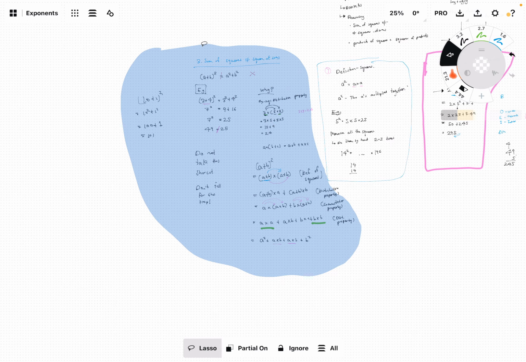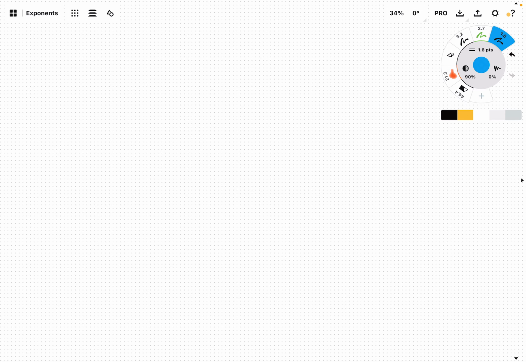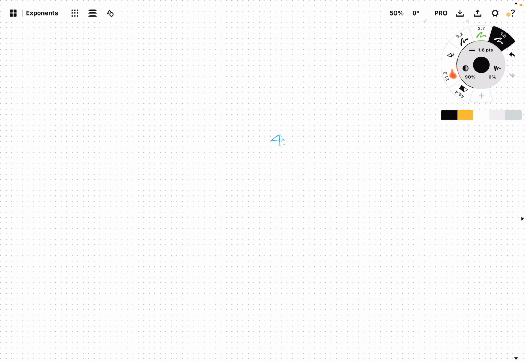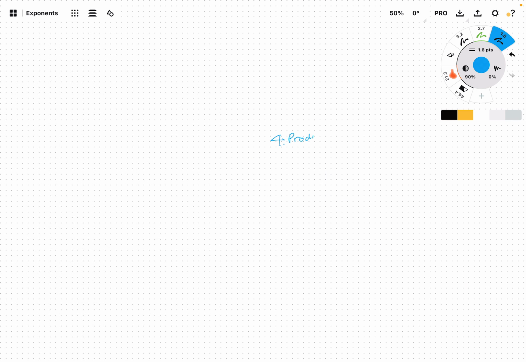And finally, let's get to the final property of today, which is that the product of squares is equal to the square of products.